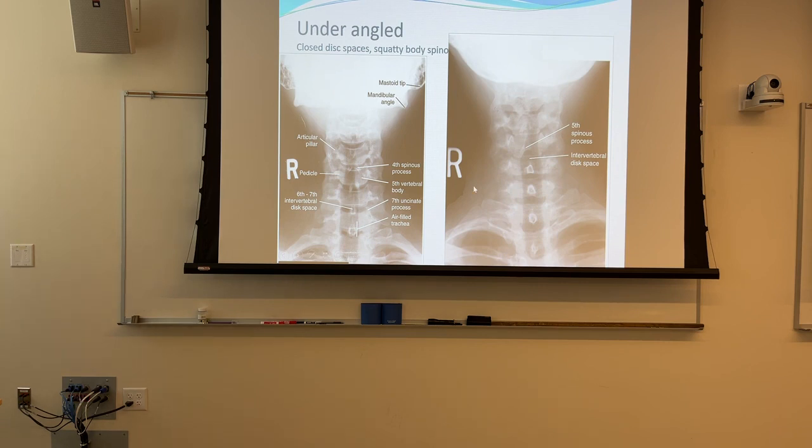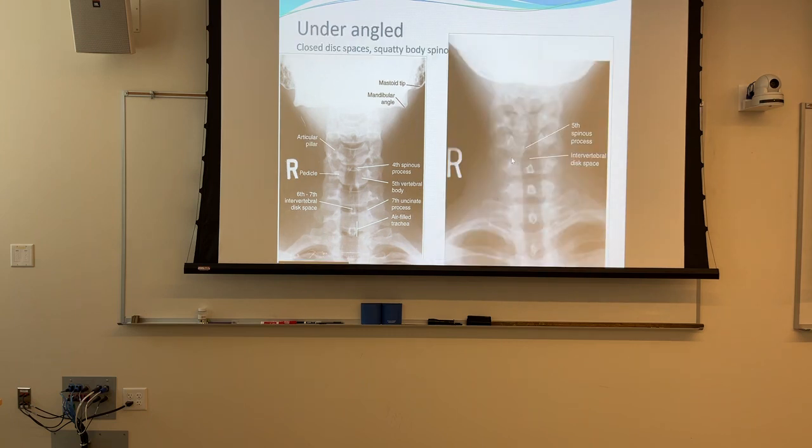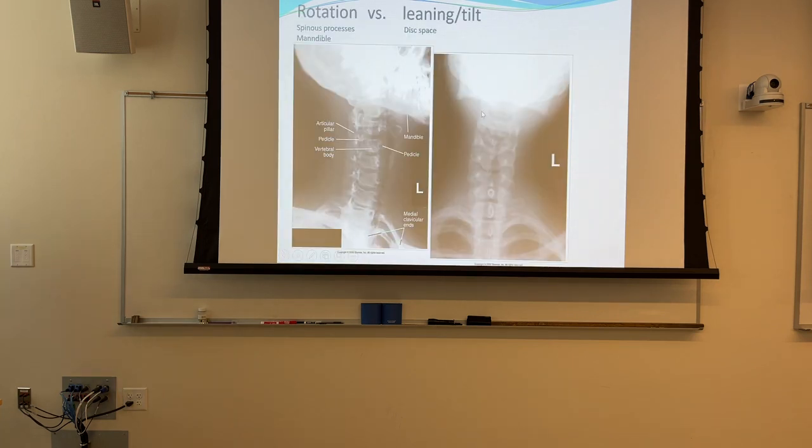So again, back up here, we've got spinous process in the body. The body is big, and you've got elongated uncinate processes. Here, we do not have the elongated processes. The entire vertebra looks like it's smished, and we've still got the appearance of the spinous process inside of the body. Okay? So it's all about spinous process.